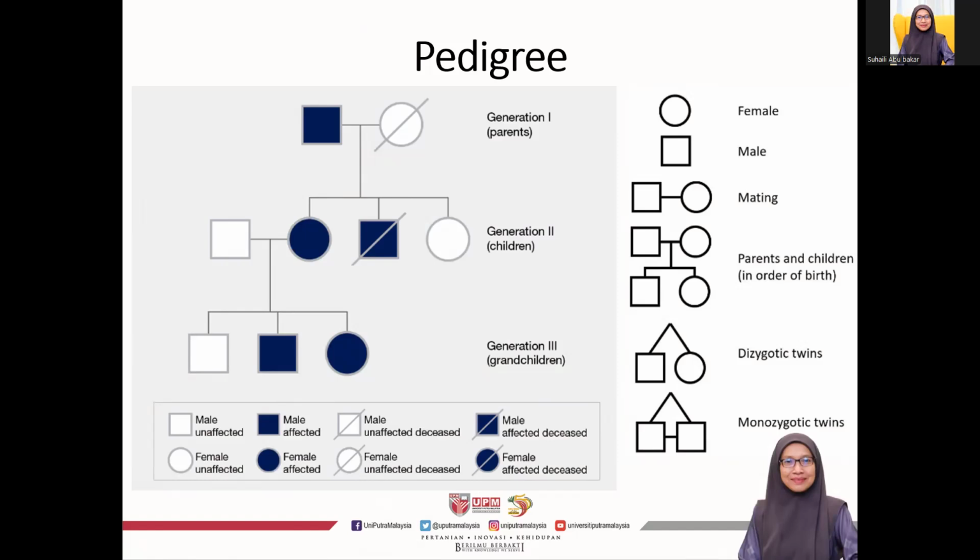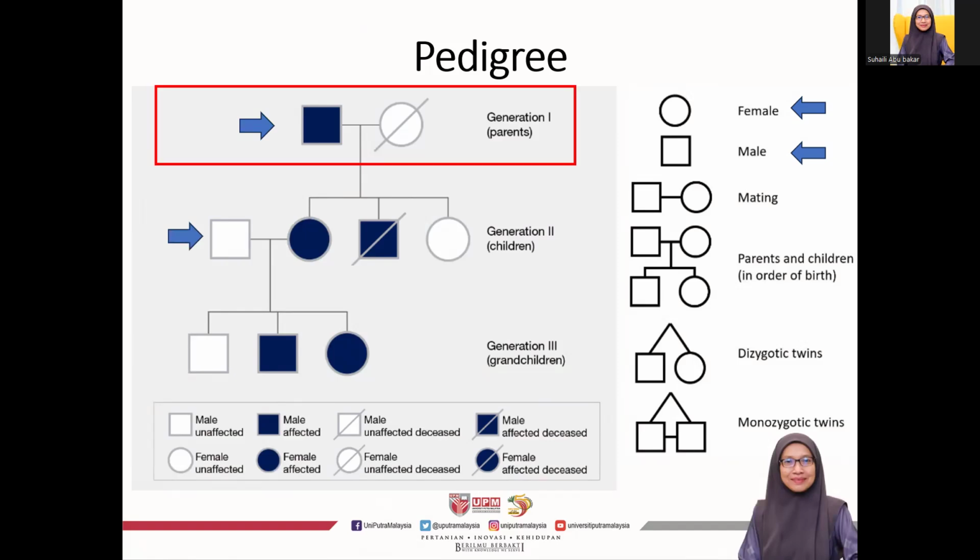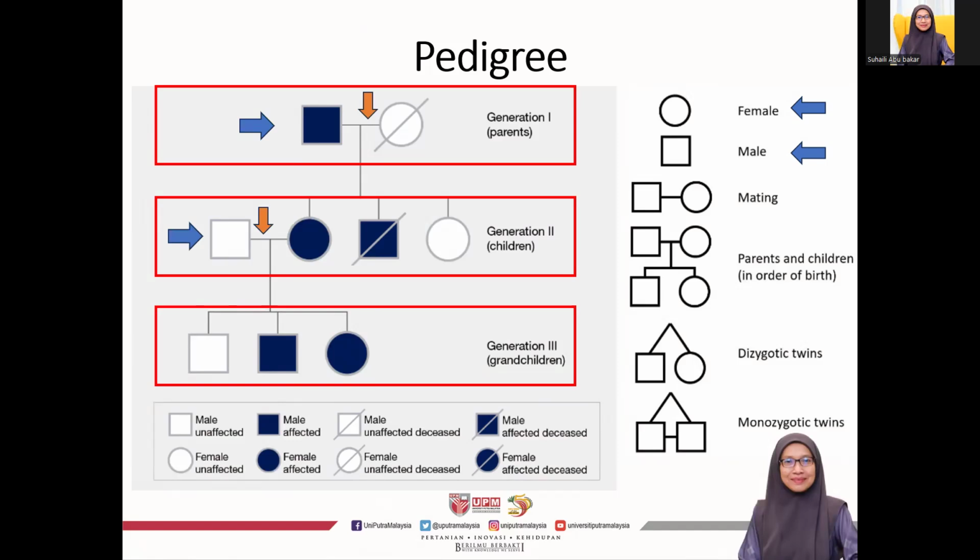For instance, here, a circle represents a female and a square a male. Shaded means affected with a certain disease and unshaded means an unaffected individual. The top here is the first generation, followed by the middle as the second generation, and the last here is the third generation. A connection line here means that these two persons are mating or married, and here is the symbol for dizygotic and here the monozygotic twins. A crossing line on the shape represents that the individual is deceased, whether affected by the disease or unaffected.